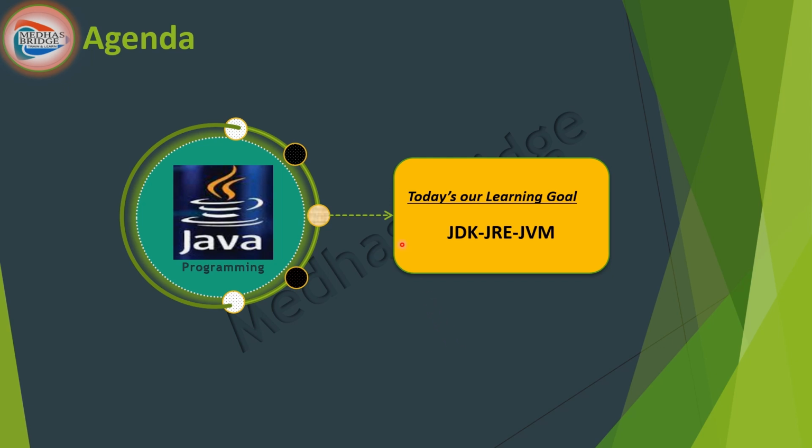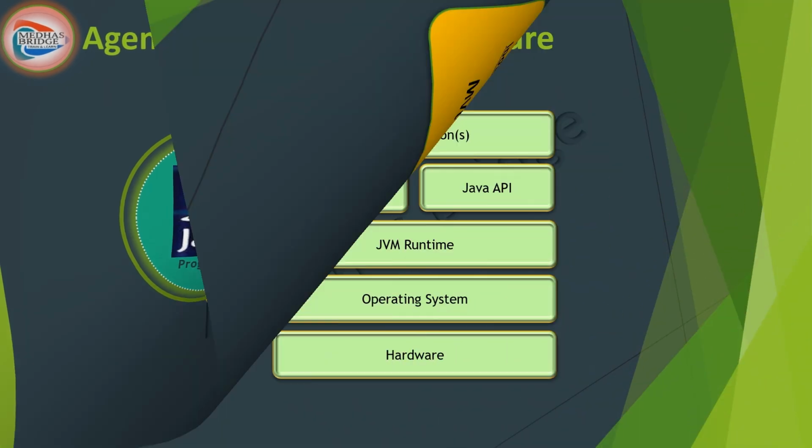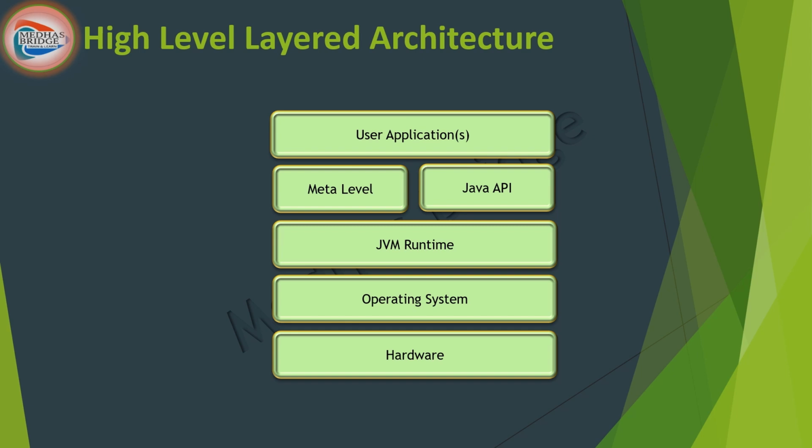Here is our today's agenda. Let's look at the high level layered architecture. You could imagine, when you are working on Java application development, how the Java application runs on hardware, right? That's a question that we have to ask ourselves to understand the concept clearly.